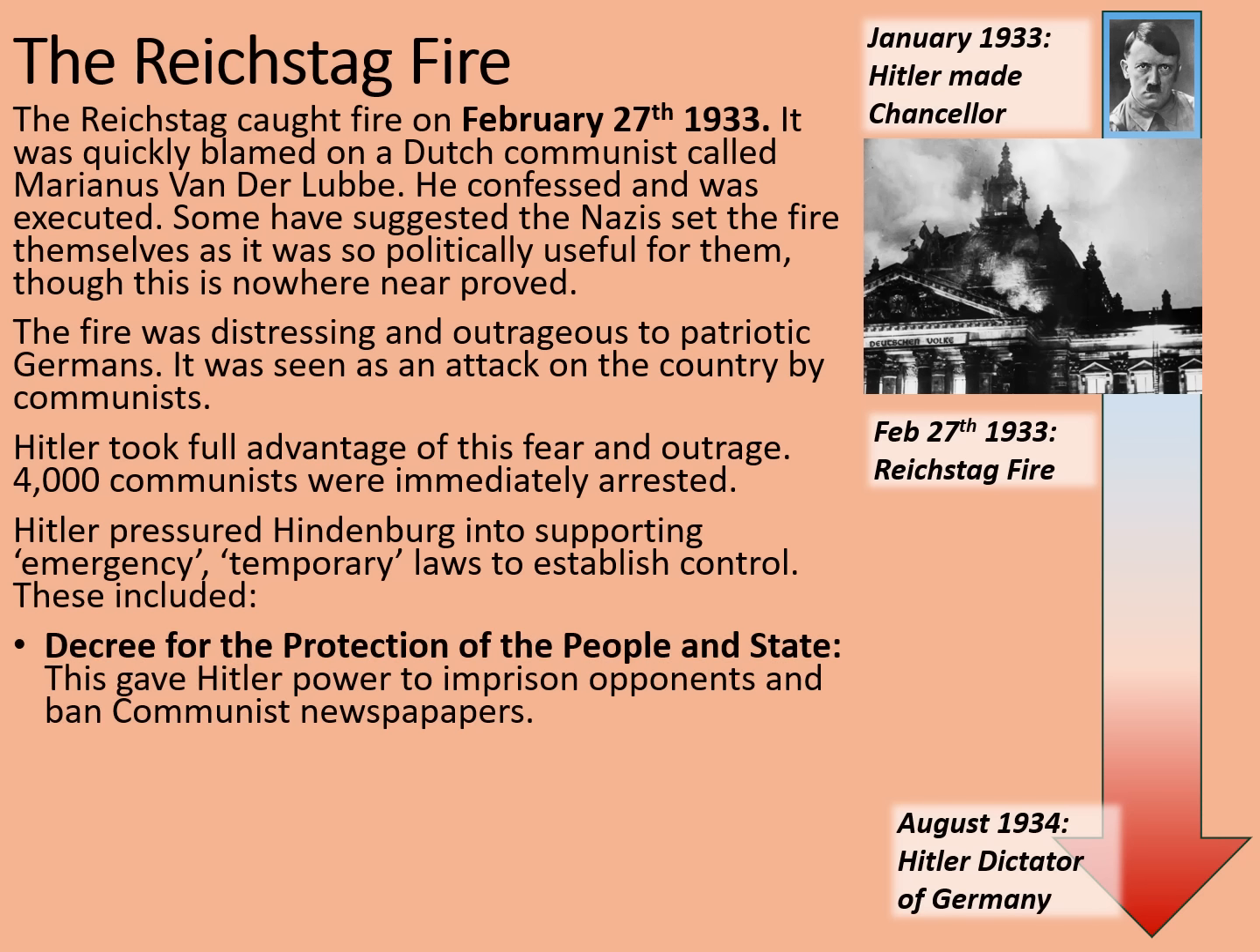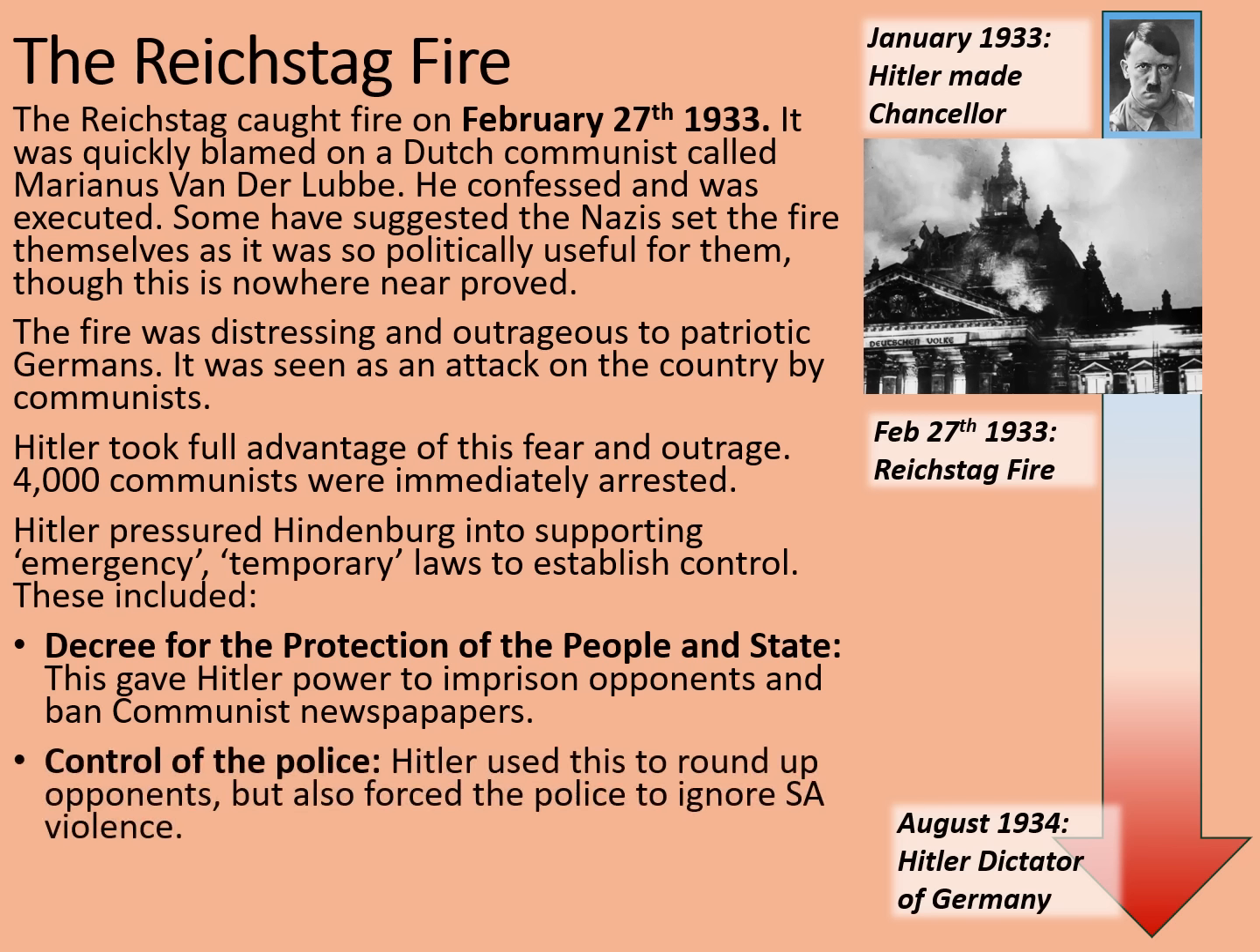These included the Decree for the Protection of the People and State. This gave Hitler power to imprison opponents and ban communist newspapers. He also took control of the police. Hitler used this to round up opponents, but also forced the police to ignore SA violence to his advantage. Hindenburg supported Hitler.